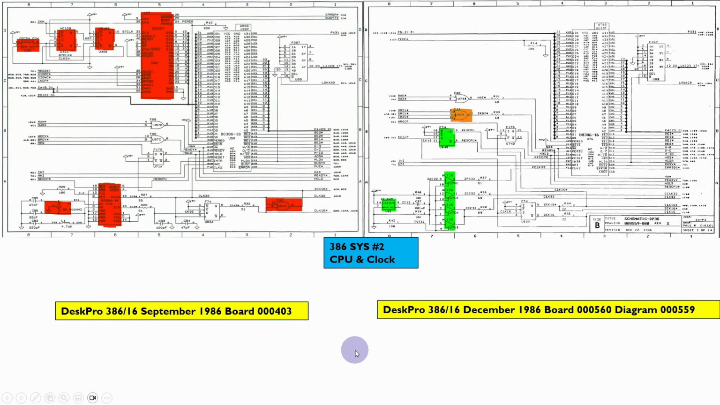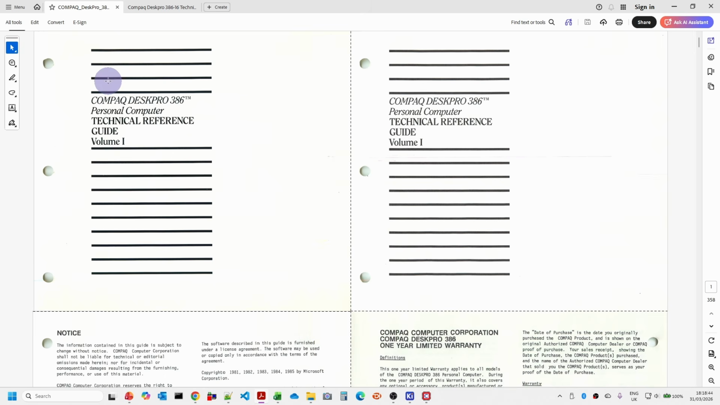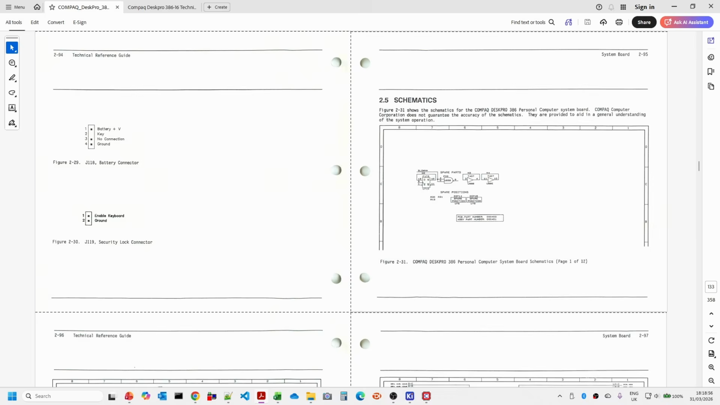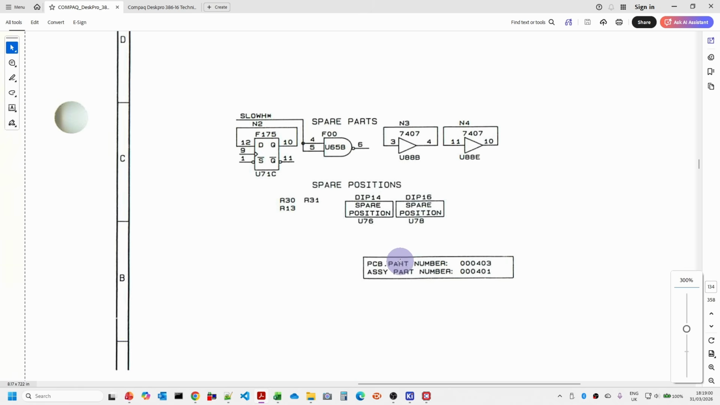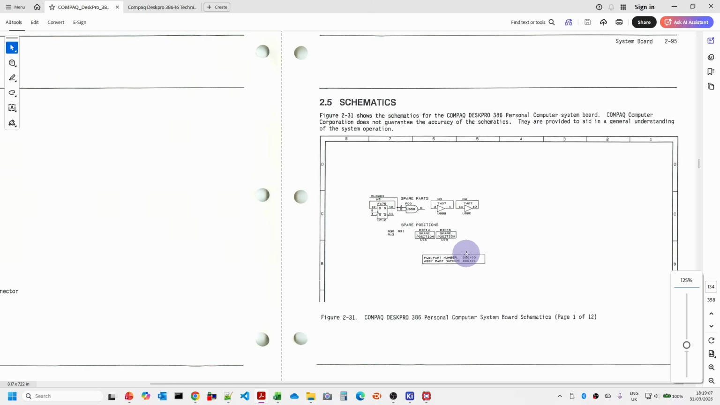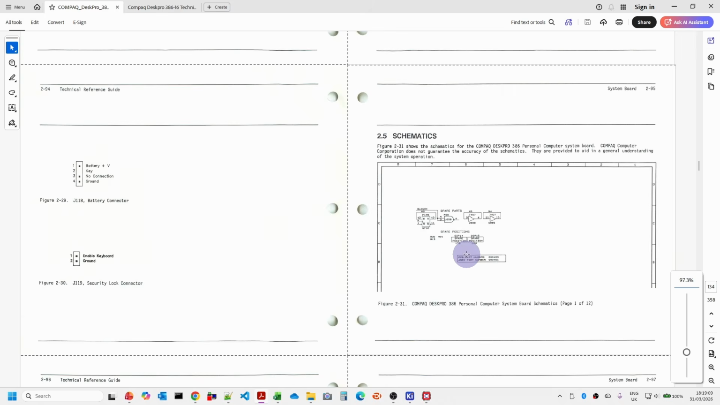Now I should also say, if we look at the documents themselves, so this is the original DeskPro 386 reference, which I'll include the links below. And if we actually go to the page where the schematics start, and if we just zoom in here, you'll see that this actually says PCB part number 403. So we know that this particular version of the diagrams here refers to that original PCB that I showed you.